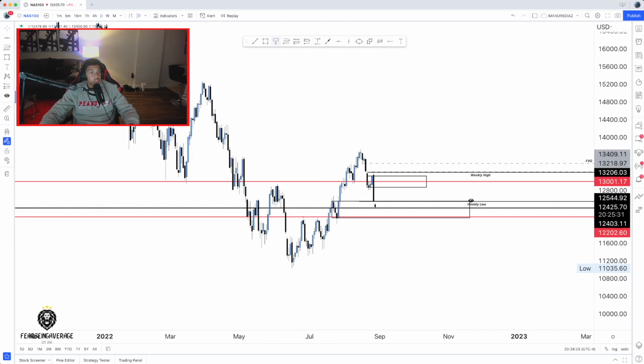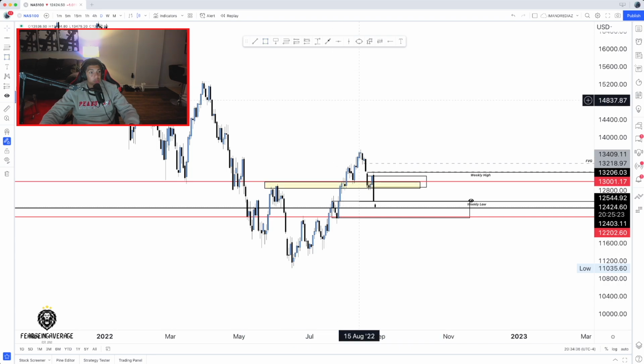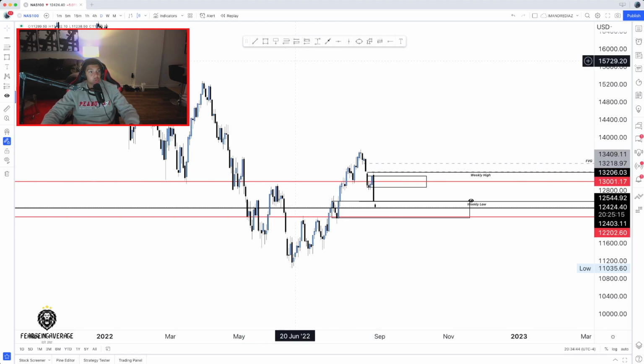So there is a chance that we do continue, because all of this down movement could just be filling in these fair value gaps and gaps that it has in these areas to continue going higher, because we did get a break of structure. So there is a chance that price is still going to continue bullish.